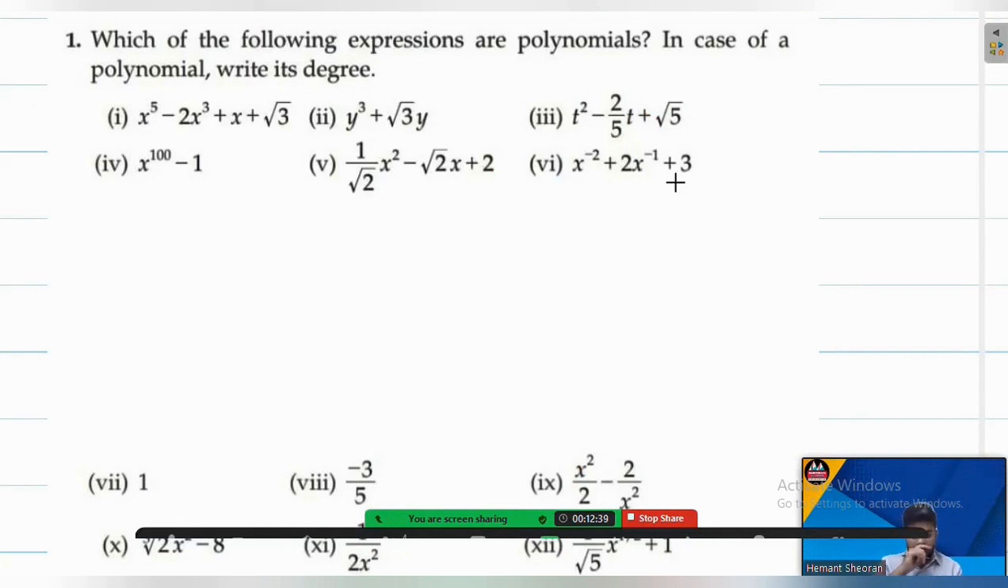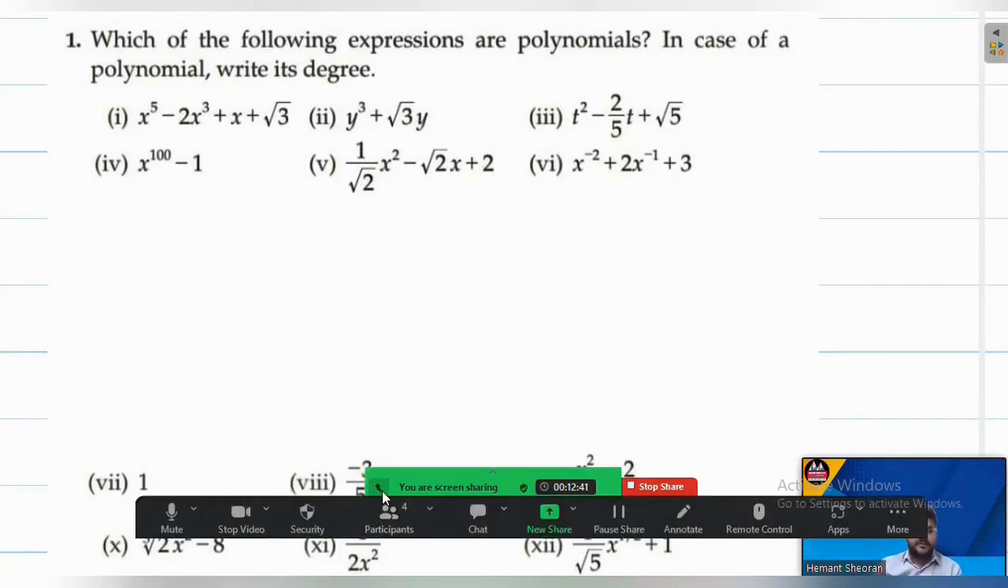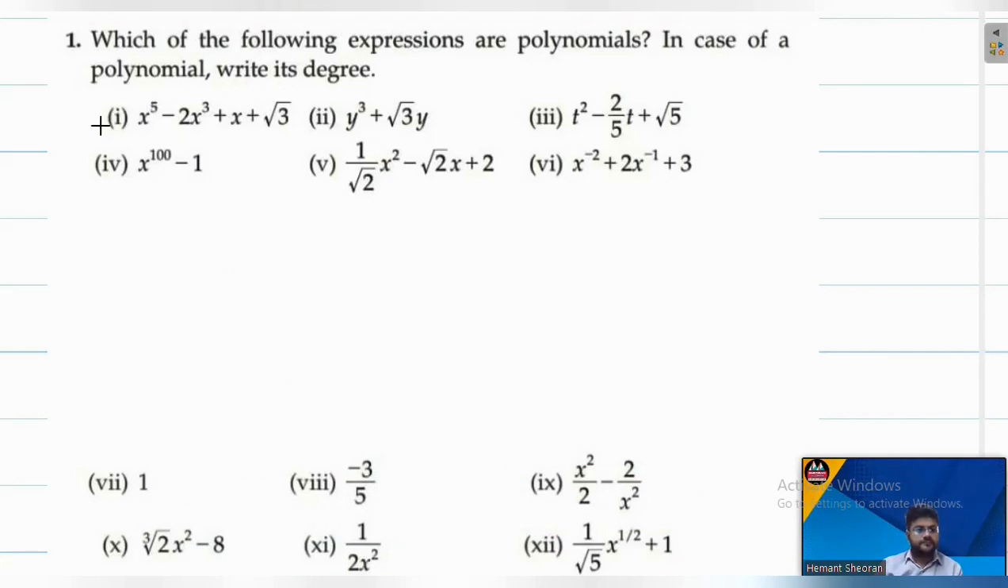So, Darshil, if I ask you the third one, just tell me which of the following expressions are polynomial. And in case of polynomial, you have to tell me its degree as well. So just identify this third one. Is it a polynomial or not? It is a polynomial. Okay, yes. Then what's the degree?